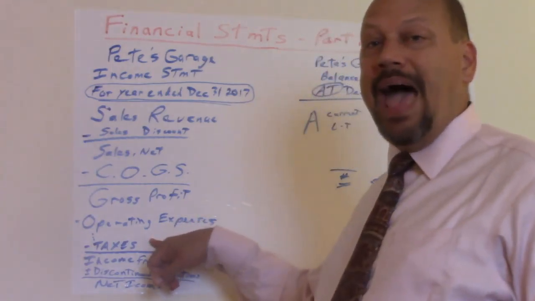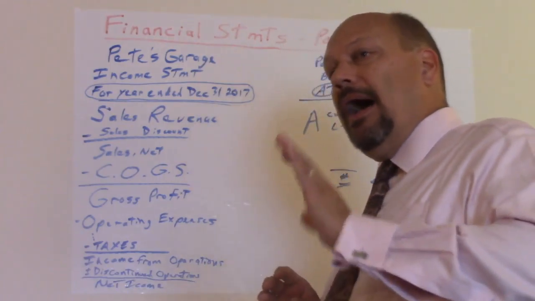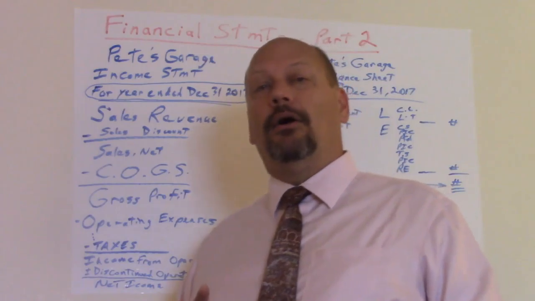Then you subtract taxes, because give unto Caesar what is Caesar's. The government wants their taxes. I will tell you this, the taxes that we do on the income statement, there's rules we have to follow.